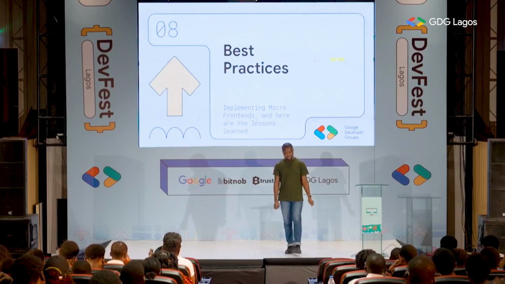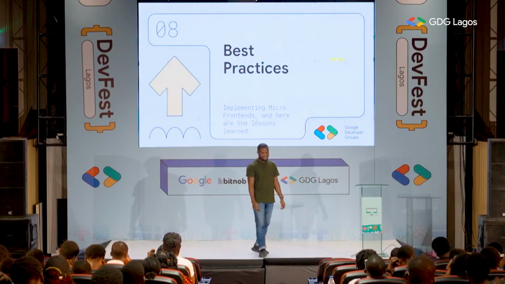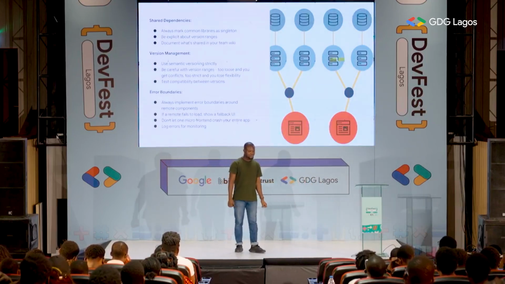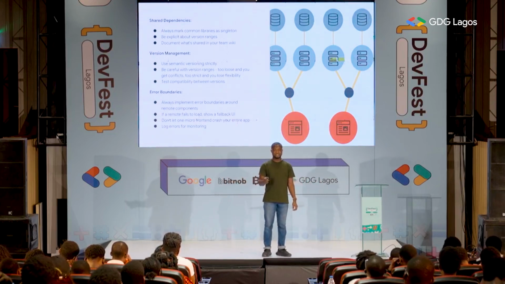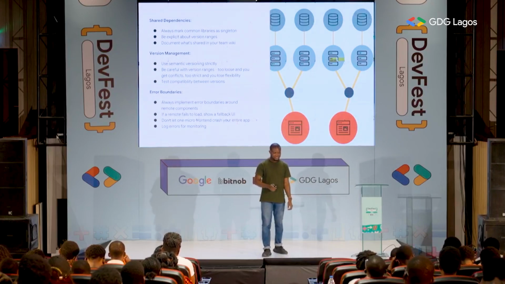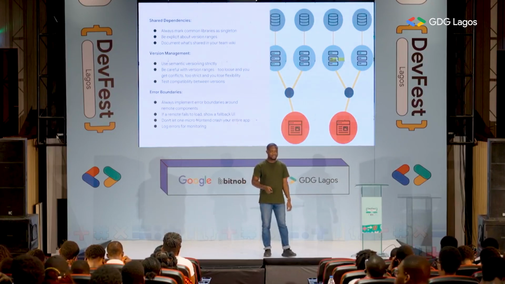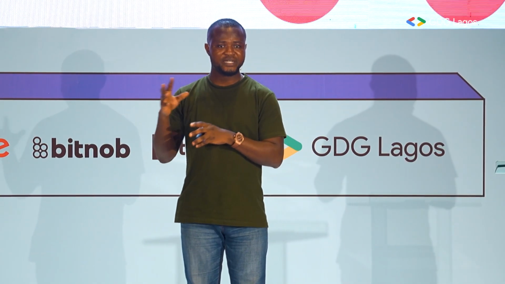Best practices for implementing micro frontend, here are the lessons learned so far. Always mark common libraries singleton. In case you don't want duplication of libraries, ensure that you mark them as singleton. Be explicit about version range. What do we mean by version range? There are cases where you have an application that makes use of different dependencies or libraries, but the Node version you are using within your application, maybe when that application was built 7 years ago, was built with Node 12.